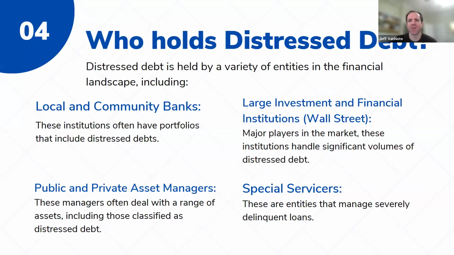So who holds this distressed debt? Distressed debt is held by a variety of entities in the financial landscape, including local and community banks, public and private asset managers, large investment and financial institutions, Wall Street, and special servicers. All of these individual entities have different types of distressed debt. You need to make sure you get to the ones that actually hold the majority of real estate.